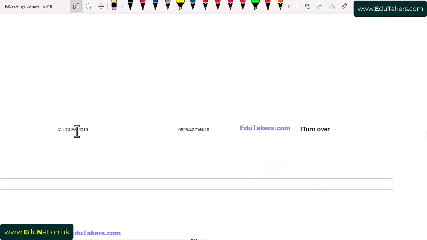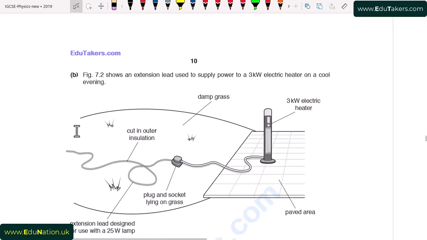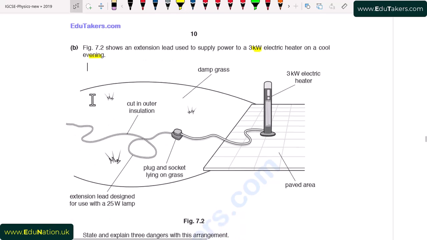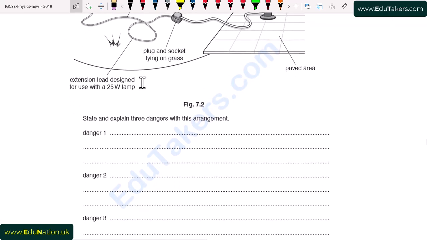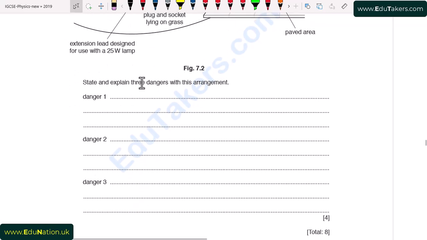Part B. Figure 7.2 shows an extension lead used to supply power to a 3 kilowatt electric heater on a cool evening. State and explain 3 dangers with this arrangement. So we have to describe the 3 dangers.